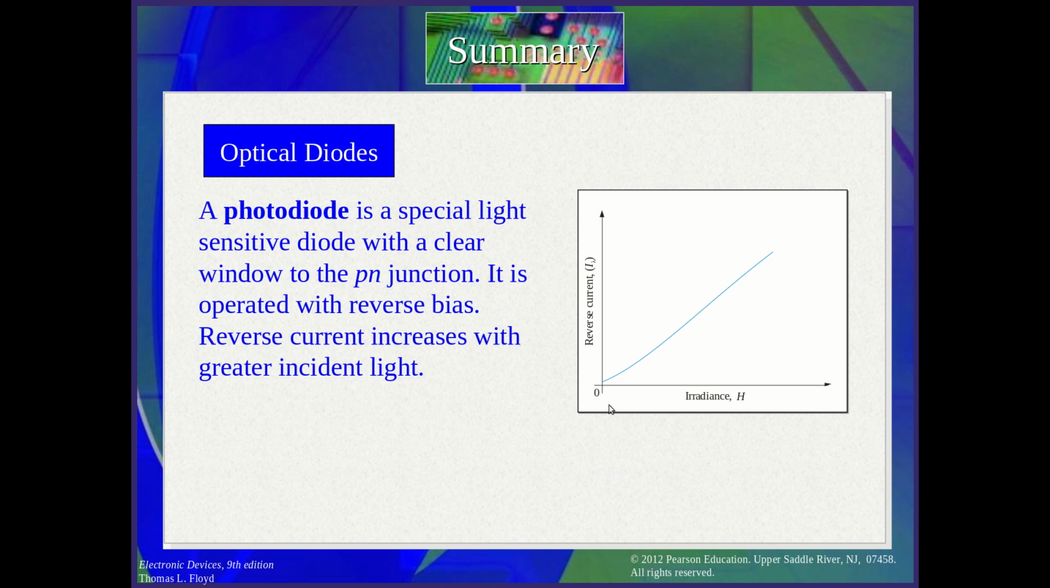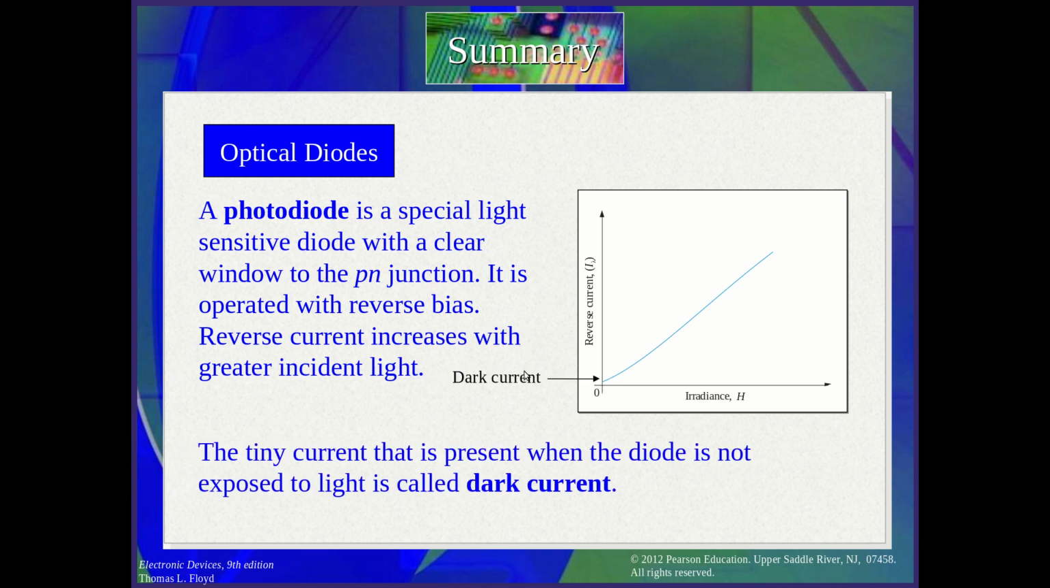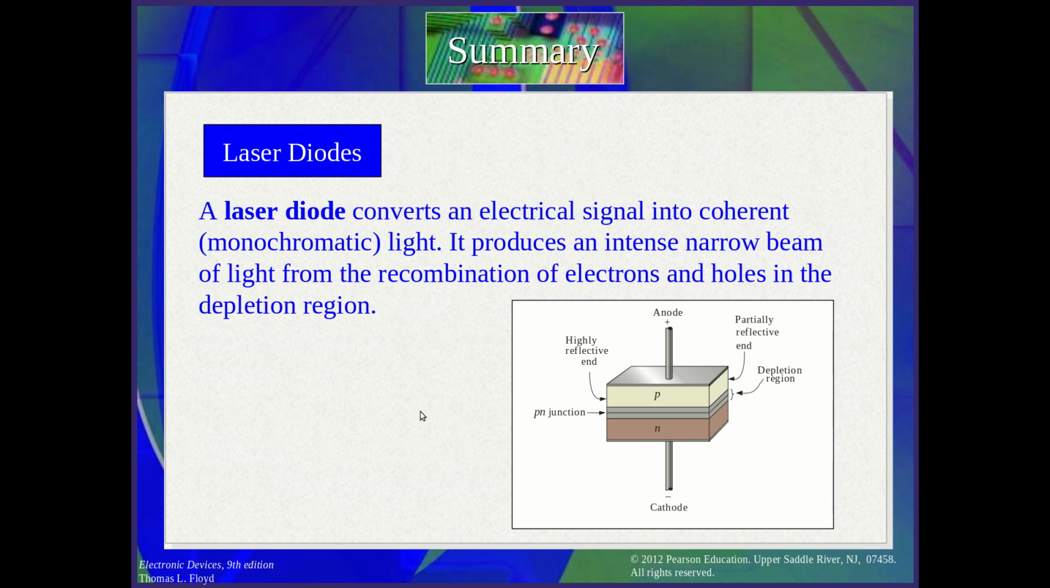So at some voltage or some light, the current will go up in the reverse bias. And there is a region we call the dark current, because when it is not exposed to light, there is some dark current. It's a tiny current. Now one of the most important specific-purpose diodes is the laser diode.